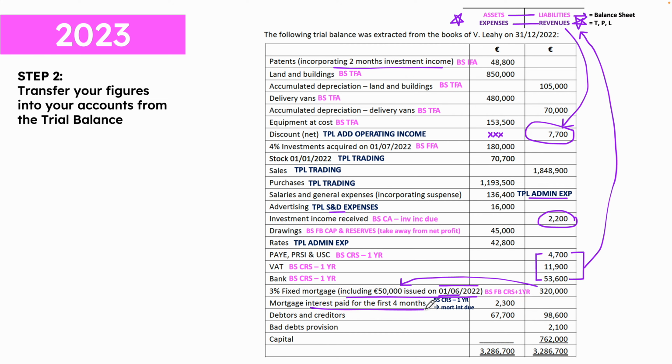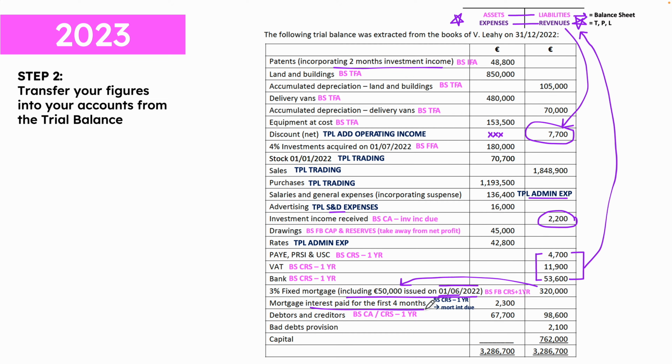Okay, we've only paid it for 4 months of the year. We're going to have some mortgage interest due at the end of the year, and you're going to have that in every single question. Mortgage interest due at the end of the year would go into creditors minus 1 year. Then you're going to have debtors and creditors. So debtors is current assets, and creditors minus 1 year is where creditors is going to go.